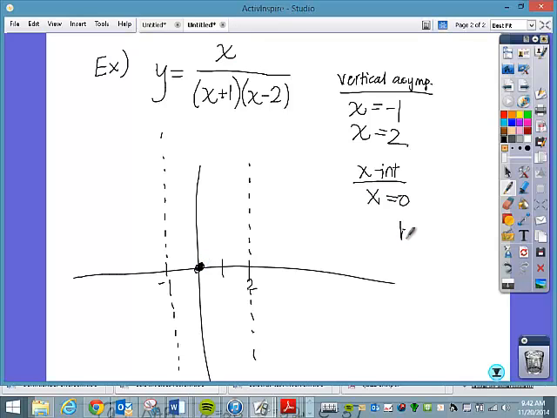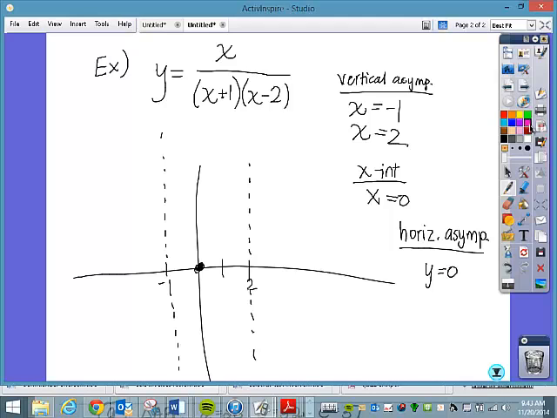And then my horizontal asymptote: the degree of the numerator is 1, the degree of the denominator is 2. If you were to FOIL this out, you get x squared. The degree of the denominator is 2. The degree of the numerator is less than the degree of the denominator, so that's when your horizontal asymptote is y equals 0. So my x-axis is my horizontal asymptote.